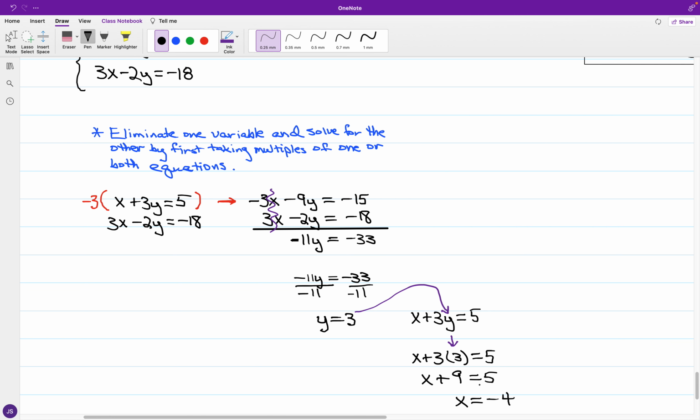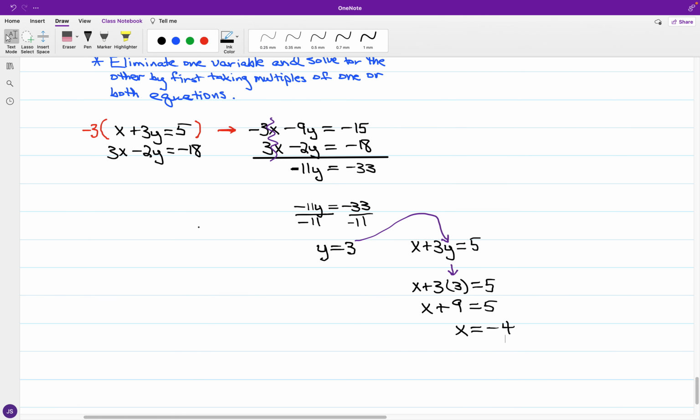And we can go back and check. So x at negative 4 and y at 3. 3 times 3 is 9. Negative 4 plus 9 is equal to 5. And with the other equation, x is at negative 4, so 3 times negative 4 is negative 12. Negative 2 times 3 is negative 6. Negative 12 minus 6 is equal to negative 18.